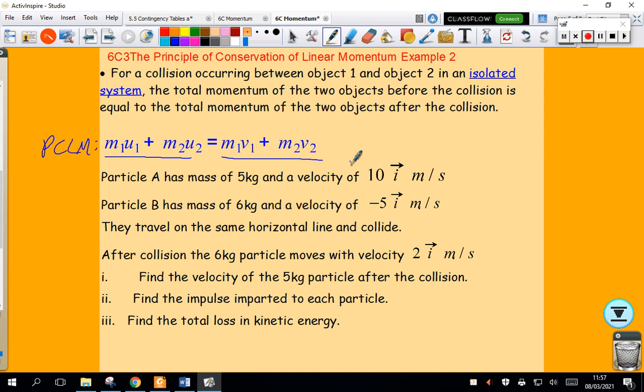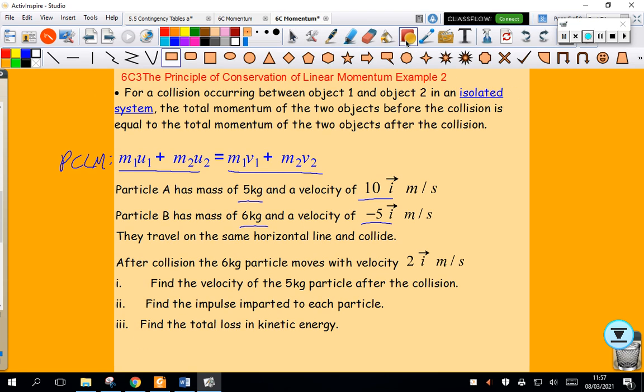So suppose I've got two particles. A has a mass of 5 and a velocity of 10. B has a mass of 6 and a velocity of negative 5. They travel on the same horizontal line, and they collide. After collision, the 6 kilogram particle moves with a velocity of 2i. Find the velocity of the 5 kilogram particle. Find the impulse imparted and the total loss of kinetic energy. So a few different things in here.